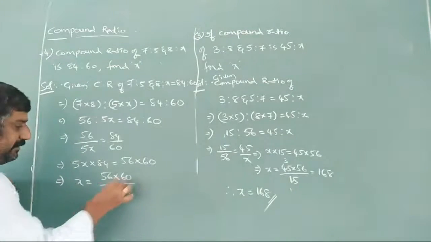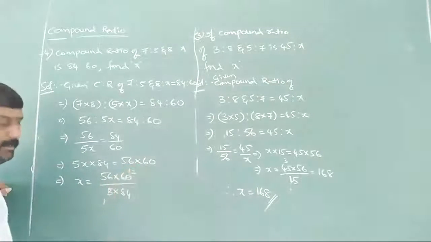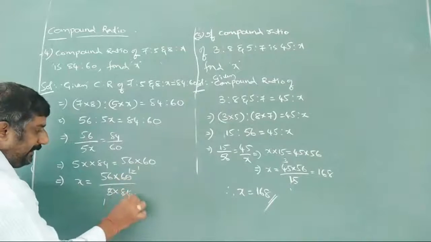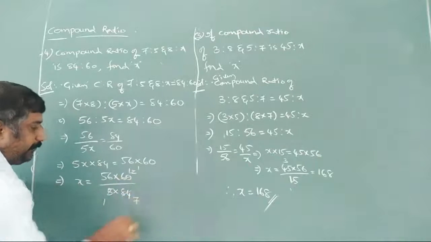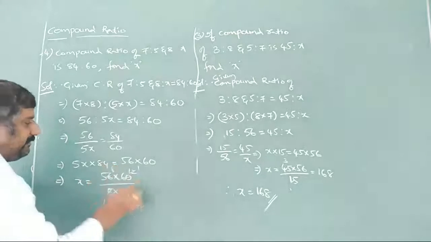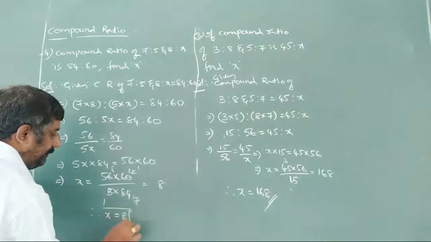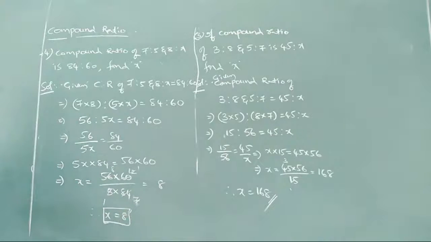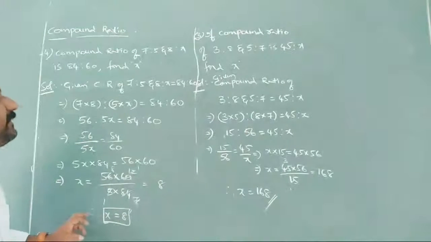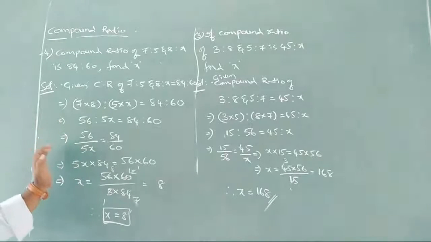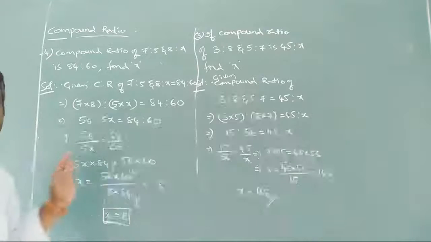Now 5 ones are 5, 12s are 12, ones are 12, 7 12s are 84, 7 ones are 7, 8s are. So how much is left now? So therefore x value is 8. x value is 8 we are getting now. So like this also we can find the values of x whenever compound ratio problems are given. One more problem we'll take here.